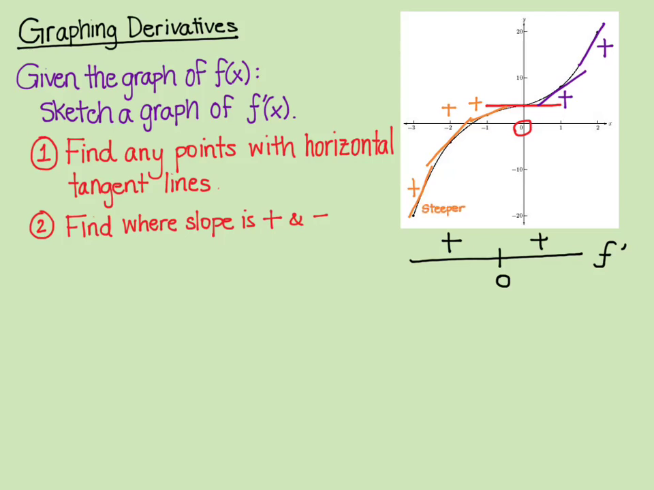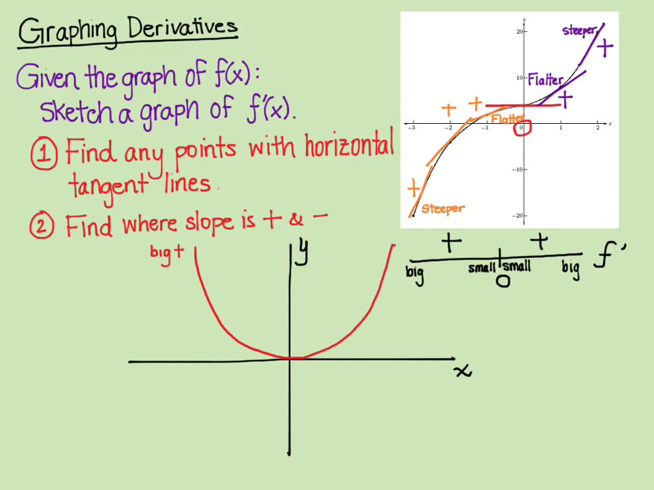Furthermore, we see that the slope is steeper as we move away from x equals 0 and flatter as we get closer and closer to 0. And that happens both above and below 0. So back to our number line, as we move further away from 0, f prime is going to be bigger. As we move closer to 0, f prime is going to be smaller. So now we're ready to come up with a sketch of the graph of the derivative of f.